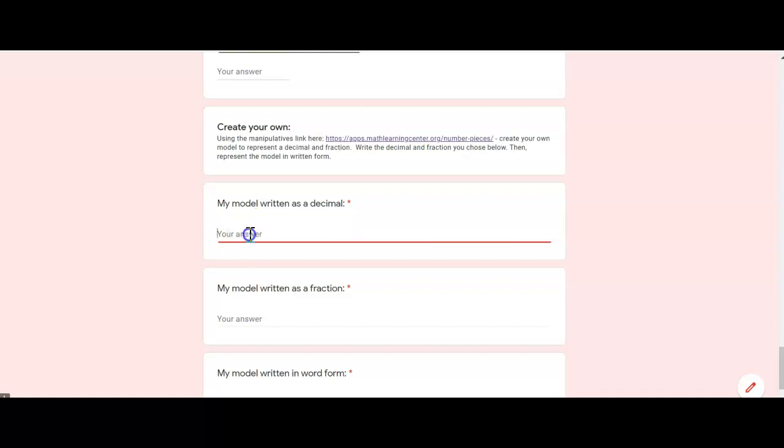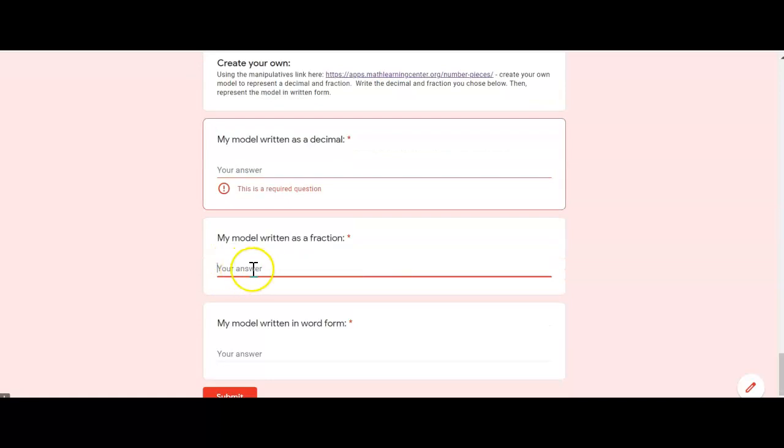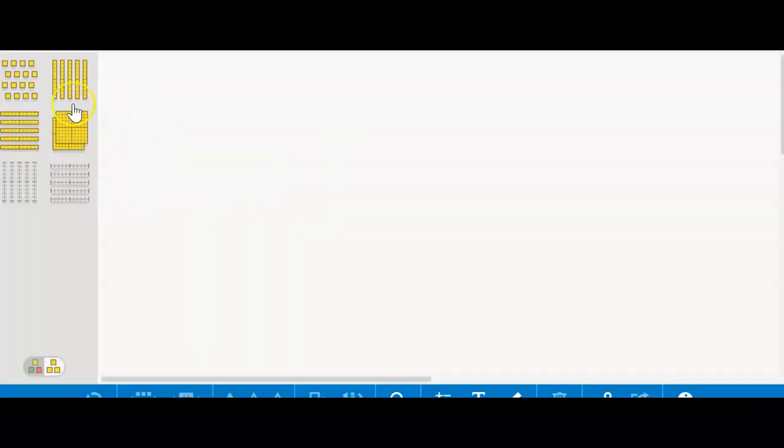And as a decimal, you write it right here. So if you're doing 5/10 or 7/10, 5/100 or 7/100, you would write it right here. And then you would write it as a fraction right here. What would that same fraction be for the decimal you wrote? And then you just write it in the written form right here. But this part is for you to help build it. This is for you to build your fraction, okay?